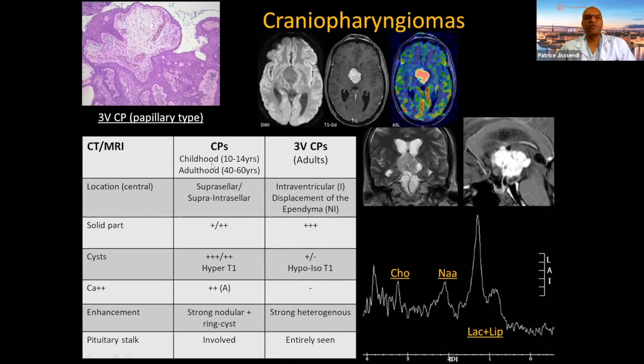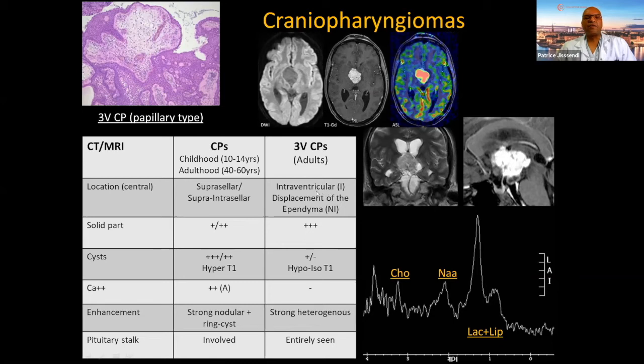childhood and adulthood, with two age peaks. It peaks between 10 and 14 years in childhood, and between the 4th and the 6th decades in adulthood. In comparison, third ventricular craniopharyngioma occurs almost always in adults. The location in CPs in general is suprasellar, but can extend to the intrasellar space. But in third ventricular CPs, it's always suprasellar with intraventricular extension.